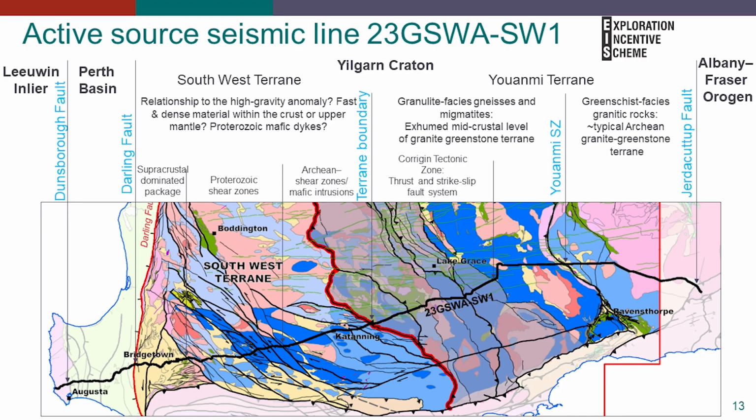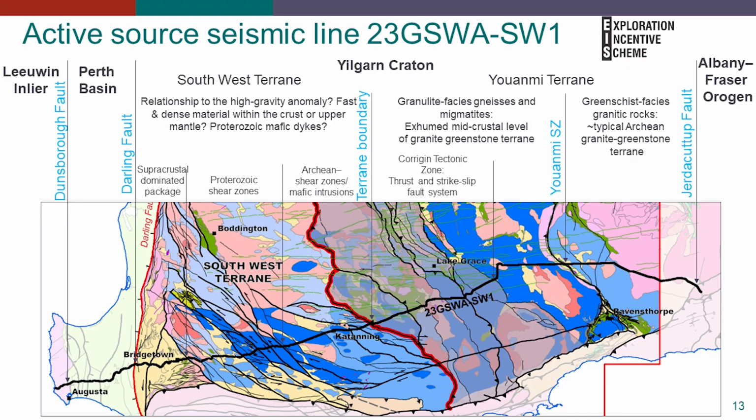The line starts in the Albany-Fraser and links with an existing line, the AF2 line of the southern Albany-Fraser, then goes across the Jarrahwood-Darling Fault into the Yilgarn craton in more typical Archean architecture, goes across this Youanmi shear zone system where we preserve potentially lake and greenstone belt architecture and through here. And then we enter the granulite facies gneisses and migmatites that we see all the way to the terrane boundary of the southern Youanmi terrane.